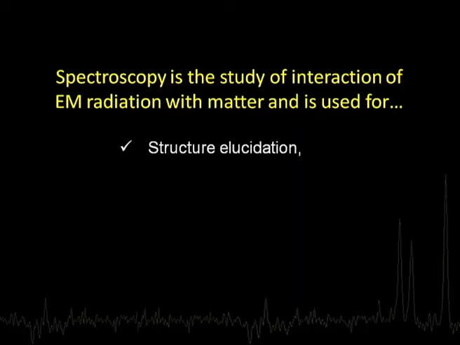Okay. Now, what is spectroscopy? Spectroscopy basically is the study of interaction of electromagnetic radiation with matter, and it is used for a variety of things. The most important for an organic chemist is the structural elucidation of molecules. Another application of spectroscopy is in terms of quantification of different kinds of analytes. That will be very pertinent when you talk about UV visible spectroscopy.